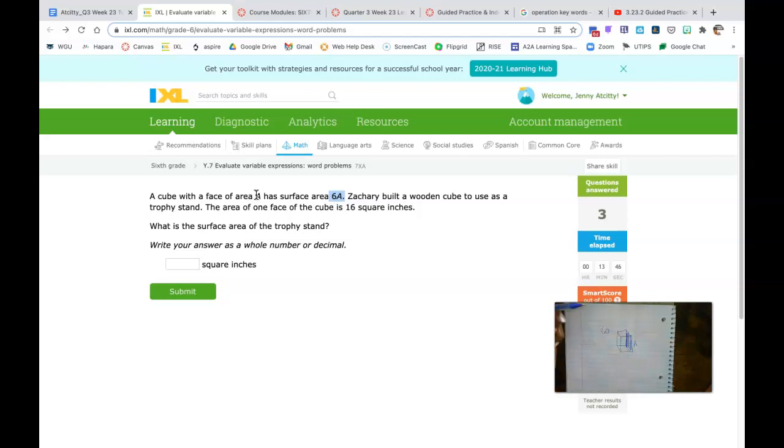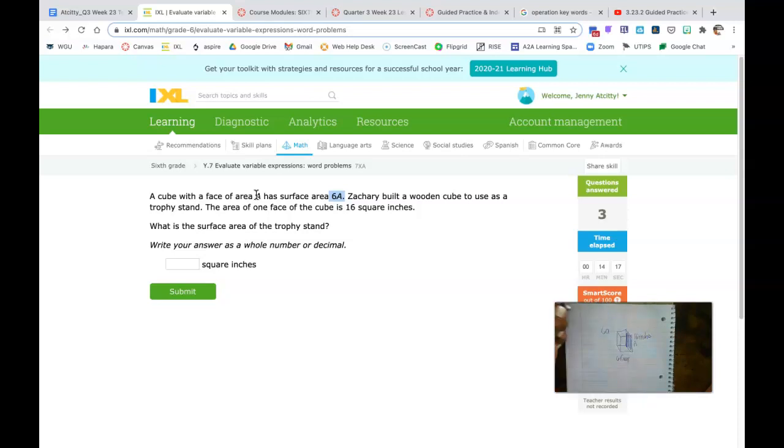Now to find the surface area of the whole cube, I have to multiply the area of one face by 6, because remember, there are 6 faces in a cube. One face is A, and each of the faces has the same area because in a cube we know that all of the faces are equal. It says the area of one face is 16, so A has a measurement of 16 inches.